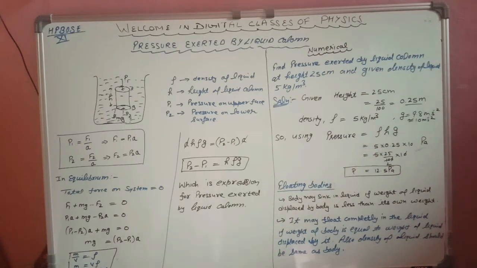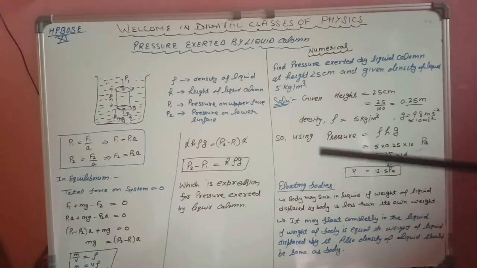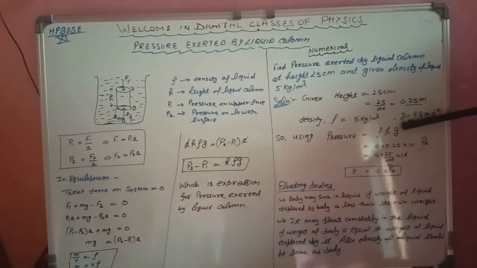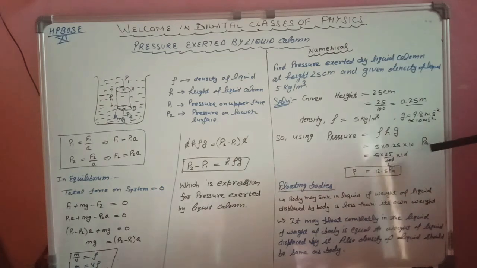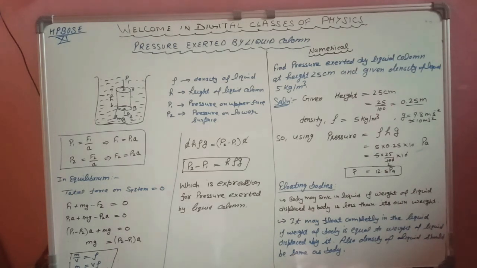Value of G is 9.8 meter per second square, but for our convenience and if there is not a huge change, we can write the value of small g is equal to 10 meter per second square, because it's a difference of 0.2 only. Okay, so by using the expression for pressure is equal to rho h g, put all values, cancel the terms which can be cancelled, and answer is 12.5 Pascal. So dear students, this is all about pressure exerted by the liquid column.